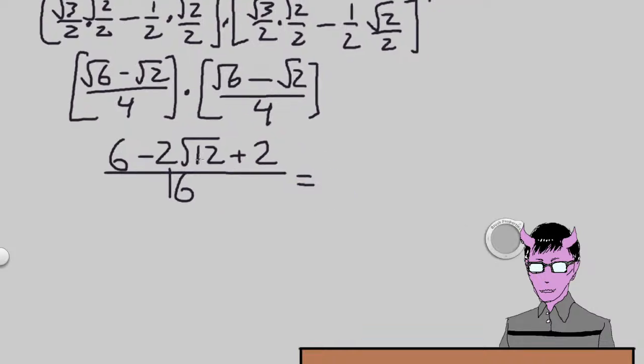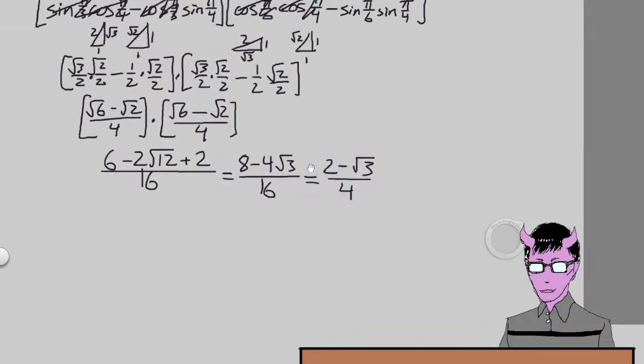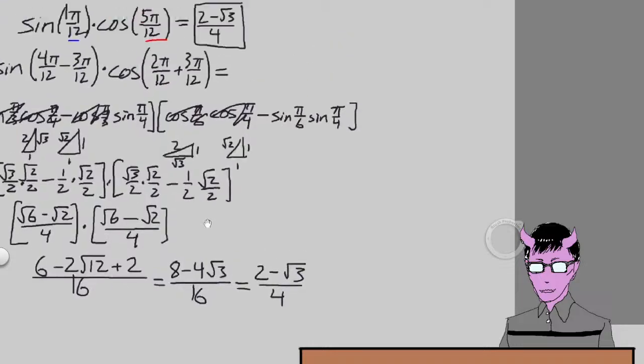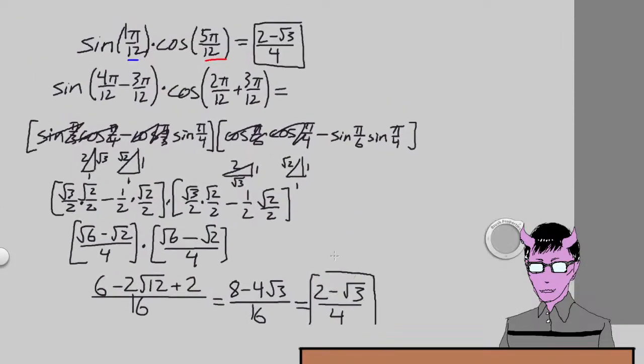But let's go a little farther. 6 plus 2 is 8. And then we could yank out a 4. Square root of 4 is 2. And then 2 times negative 2 is negative 4. We have a remainder of 3 all over 16. Everything is divisible by 4. So divide by 4. Divide by 4. Divide by 4. Does this match our prior answer? Yeah. So we are in agreement.